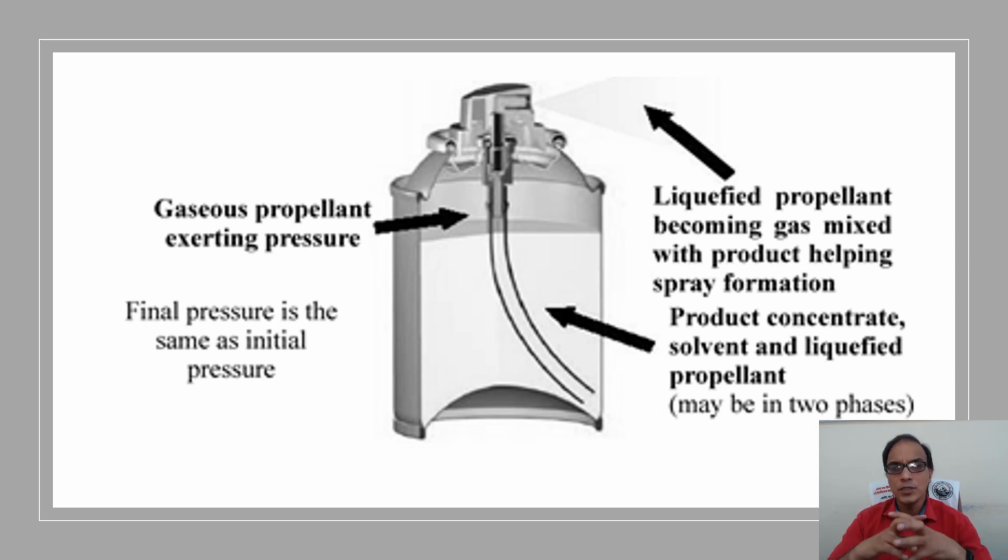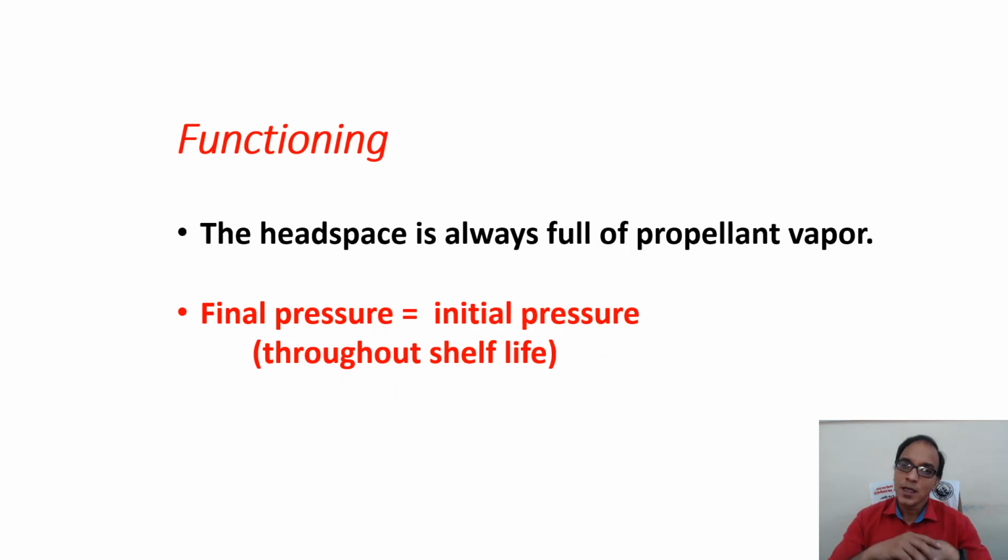So what is the beauty of the liquefied gas propellant? The final pressure is equal to the initial pressure throughout the shelf life. Actually, what is happening is that whenever there is a loss of some vapor from the head space, some liquid is converted into the vapor form and the pressure remains constant.